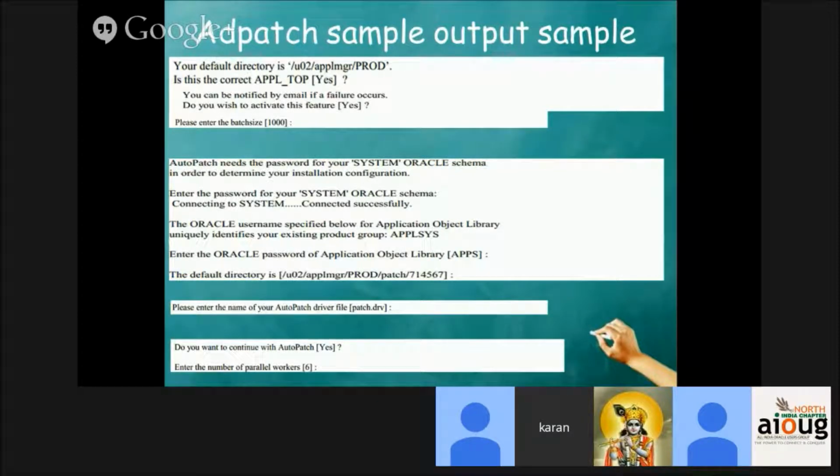Now you could give either six, six. This value is calculated basically from the number of CPUs you have. So suppose you have 6 CPUs, it will prompt for 6. If you have 12, 16, 18 CPUs, it will give the default value of those parallel workers. Now you can either increase them or decrease them, but again I would always prefer to go with the default value.